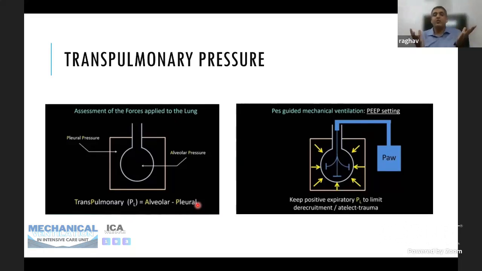So, how should the PEEP be set based on the transpulmonary pressure? PEEP means the positive end expiratory pressure. At the end of expiration, what is the positive pressure in the lung of the patient? Transpulmonary pressure should be positive at end expiration. If the transpulmonary pressure is negative, there will be atelectasis or collapse of the alveoli at the end of expiration. So, set the PEEP just above or at least equal to the transpulmonary pressure. This is the goal of setting the PEEP based on the transpulmonary pressure technique.